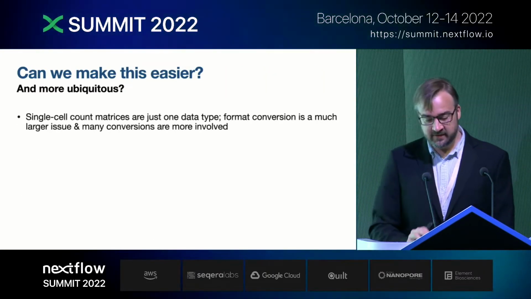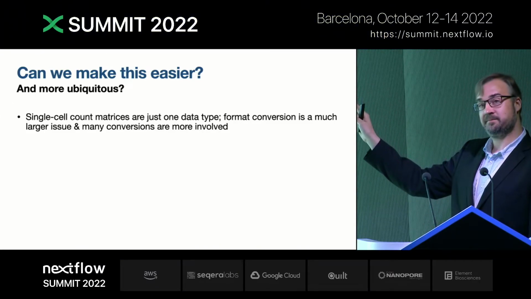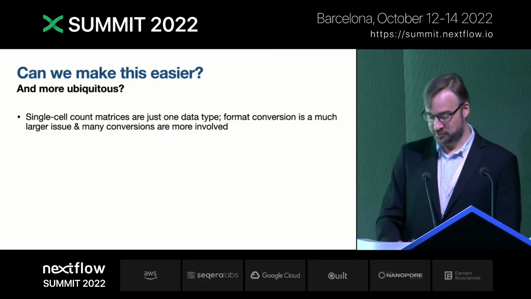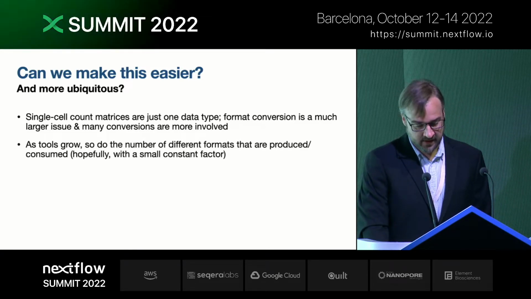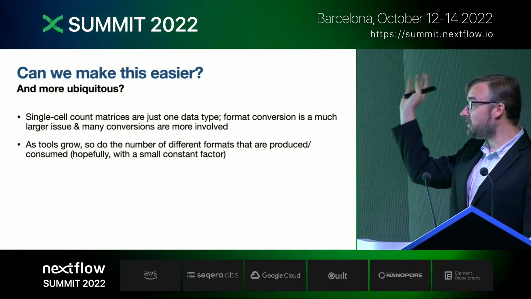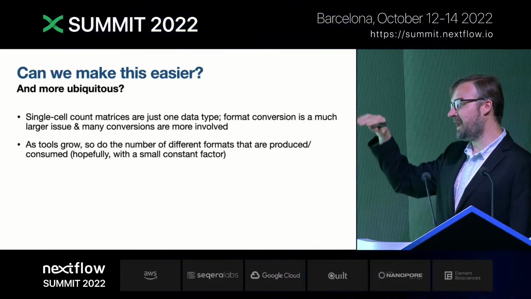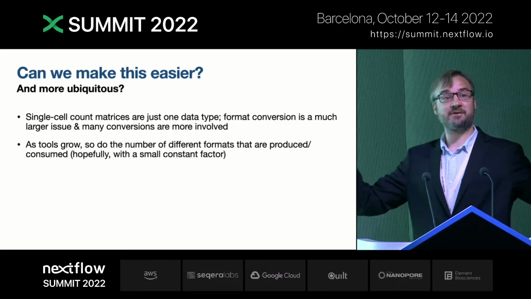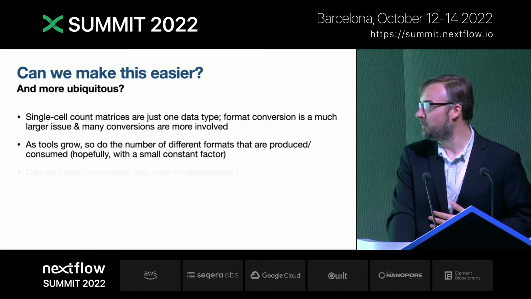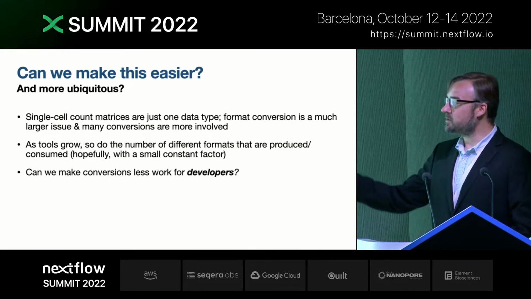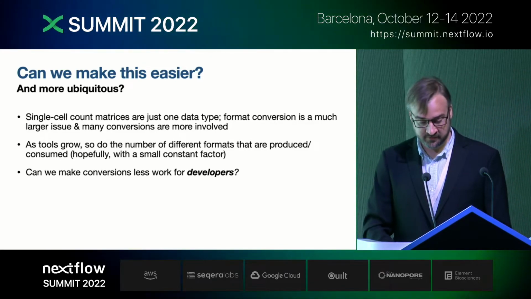But can we make this even easier and more ubiquitous? Single-cell count matrices are just one data type. Format conversion is a much larger issue, and many more conversions might be involved. And as tools grow, so does the number of formats produced. I mean, we're guilty of this. We built a single-cell RNA-seq analysis tool, and it outputs in a standard format, but with extra data, right? So there's a step you have to do to extract that extra data from the output. And so the question here is, can we make conversions less work for developers, not just for the end user?